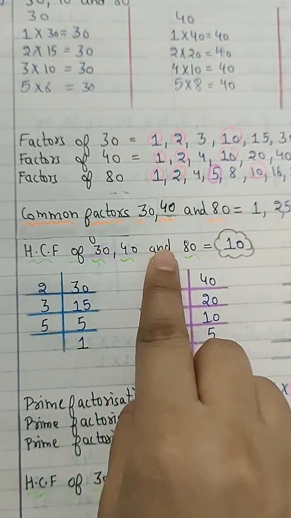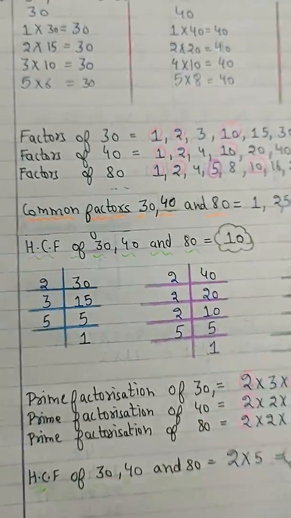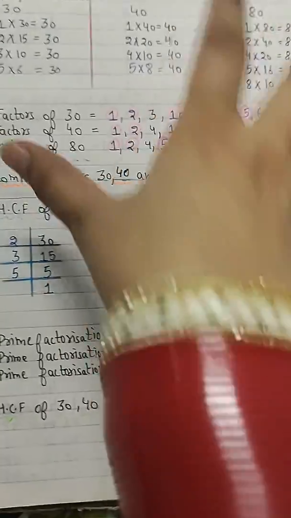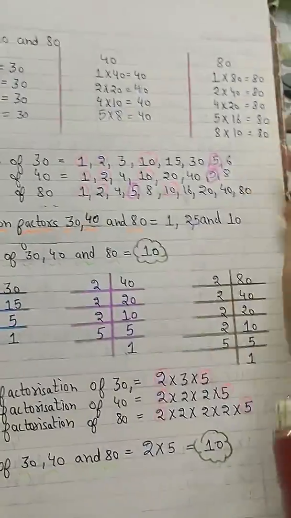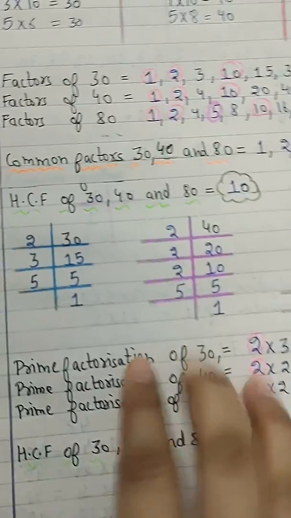So the highest common factor of 30, 40 and 80 is 10. Now the next one, we have to use the prime factorization method. This one is a little bit long, but if you like this one, you can do this one. This one is prime factorization.